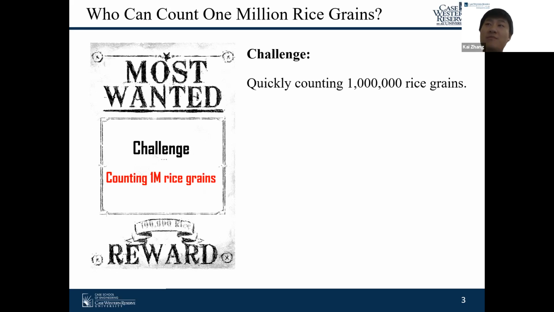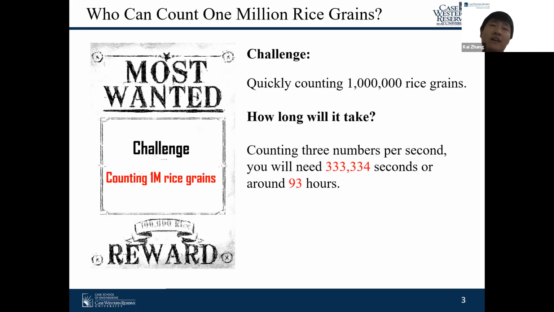You may have your answer, but we can do a very short calculation to see how long it will take if you diligently count those rice grains one by one. We have 1 million numbers, and assume you can count 3 numbers per second, and the total time will be 93 hours, or around 4 days, which means in the 4-day challenge, you cannot eat, drink, rest, or sleep. It's a really hard task, right?